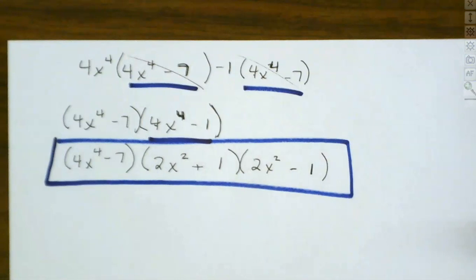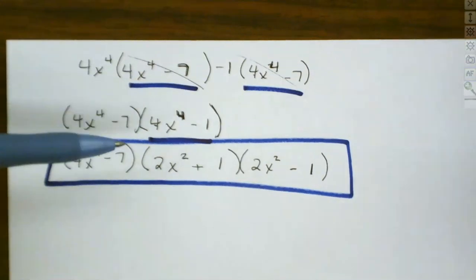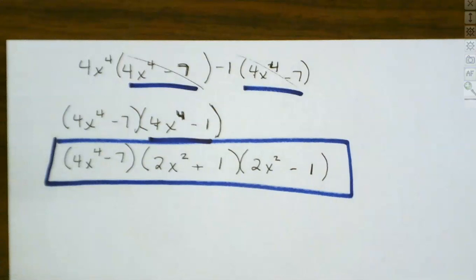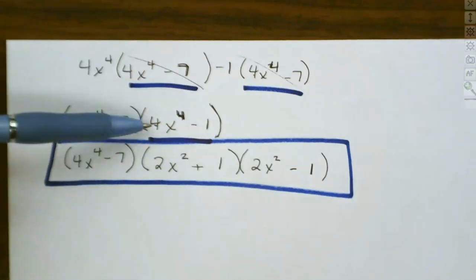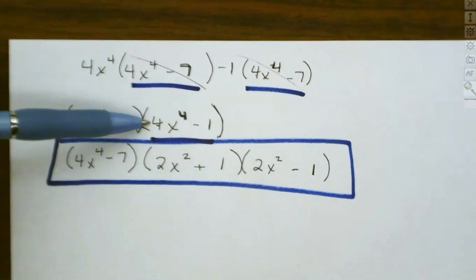So we had to factor, and then we had to factor it again. This does not happen very often. Most of the time, all you have to do is factor it once. This is a unique case because it could be factored again, because this is an additional difference of squares.